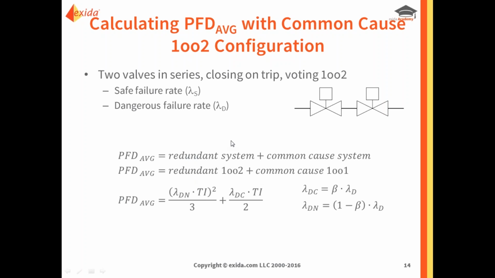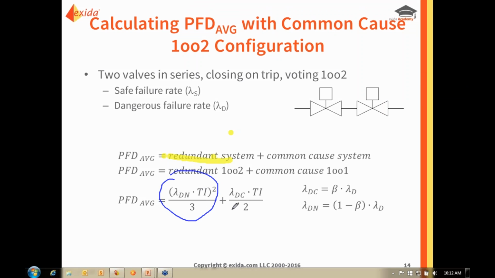Because it's a 1 out of 2 system, the redundant term is going to be a 1 out of 2. The common cause, the part of the system that does not behave like a truly redundant system, is just going to be a single or non-redundant system, 1 out of 1. And looking at the overall equation, we see the 1 out of 2 term, lambda d times ti squared divided by 3. That's the equation that we saw on the previous slide.